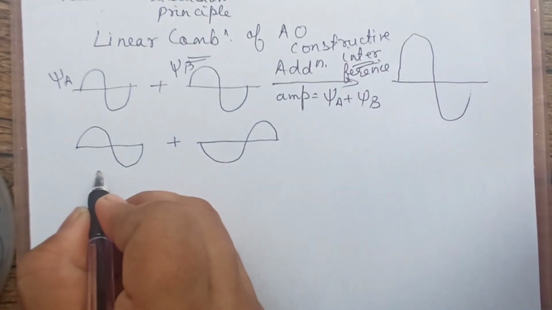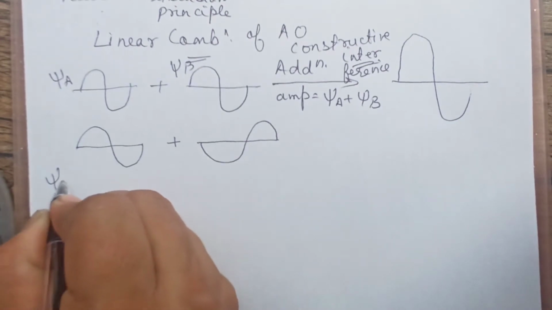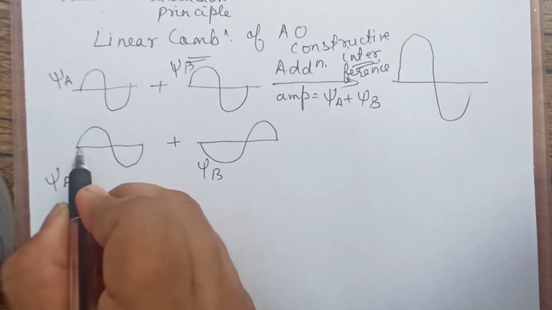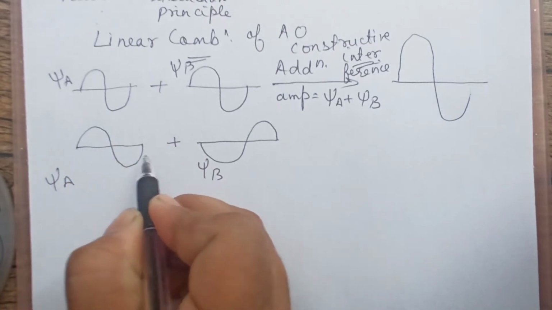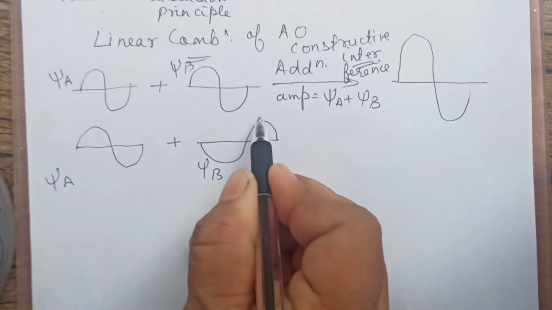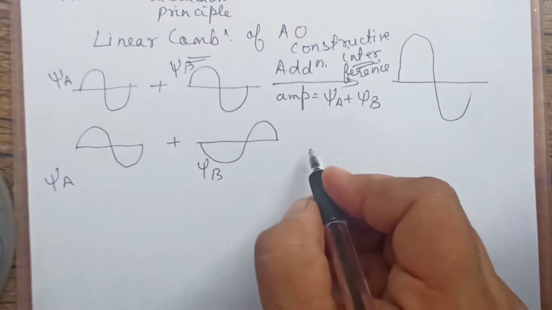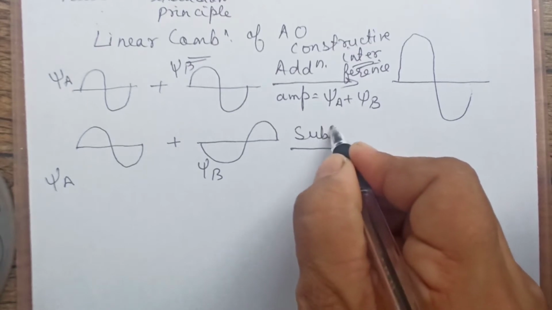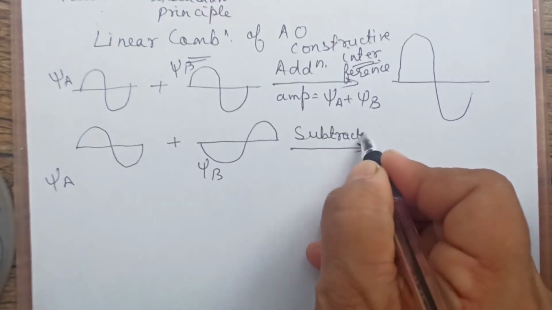Now if you are representing the amplitudes of the two waves like this and they are not in phase, this one is crest, trough, and again the trough is coming and this one is the crest, then we say there is subtraction. There is subtraction of the two.